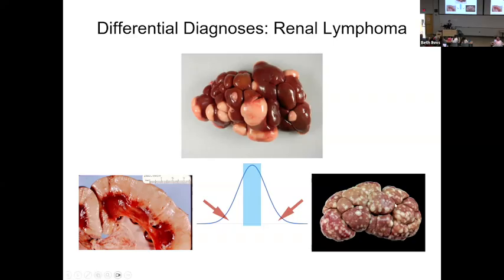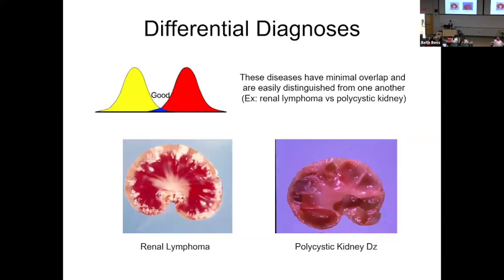So every disease is going to have this kind of bell curve or spectrum. And for your differentials, there are a lot of diseases that don't have a lot of overlap. So the ability to distinguish between them on a pathologic basis is very good. They don't look like each other. For example, lymphoma in a cat kidney and polycystic disease in a cat kidney. Here's your cysts right here.